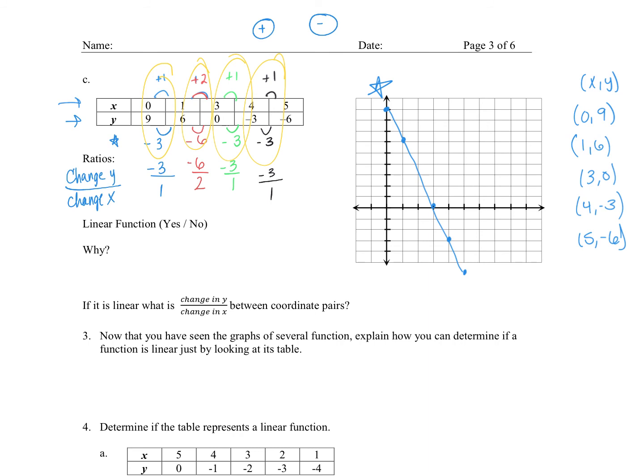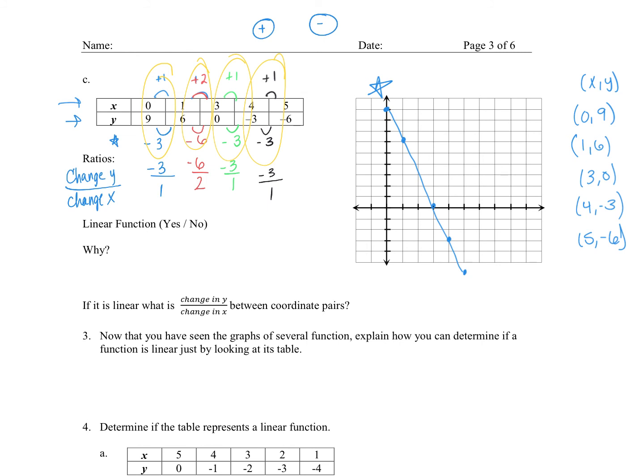Now, I want you to ask yourself, do not write anything down right now. I want you to ask yourself, do you think this is linear or non-linear? By just looking at your rates here, by just looking at your ratios, does that look linear? You're probably going to answer no, because they're not all the same.